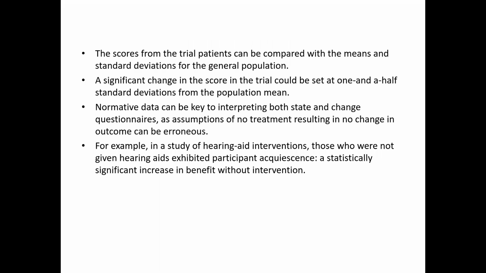The scores from the trial patients can be compared with the means and the standard deviations from the general population. A significant change in the score in the trial could be set at 1.5 standard deviations from the population mean. Normative data can be key in interpreting both state and change questionnaires, as assumptions of no treatment resulting in no change outcomes can be erroneous. For example, in a study of hearing aid intervention, those who were not given hearing aids exhibited participant acquiescence, a statistically significant increase in benefit without intervention.